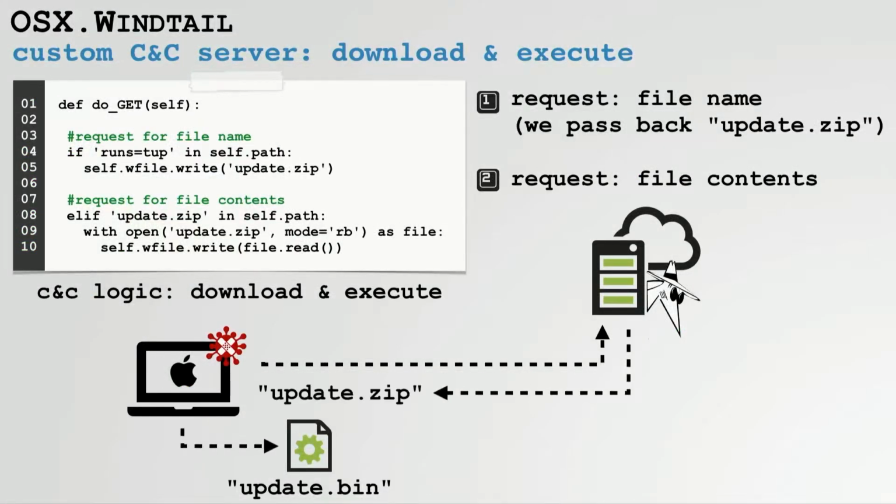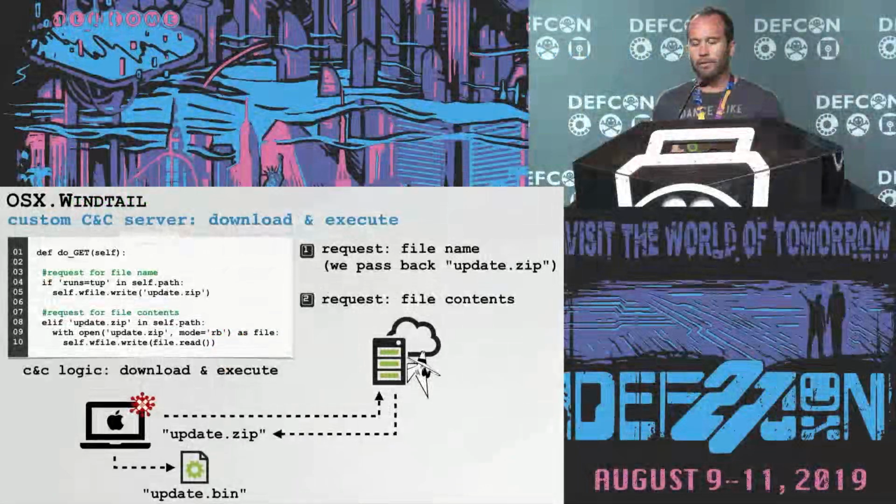Let's also extend our custom command and control server for this Windtail implant to support the download and execute capability. So we noted the malware makes two requests for this. The first is a request where the expected response is the name of the downloaded file. And then for the second request, we need to respond with the actual bytes of the file we want to download. The malware will then save that to the file we specify and then unzip that and execute that.